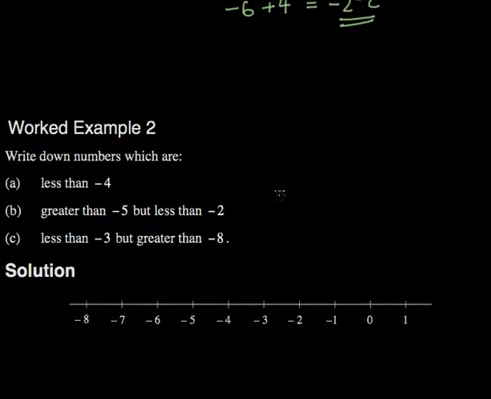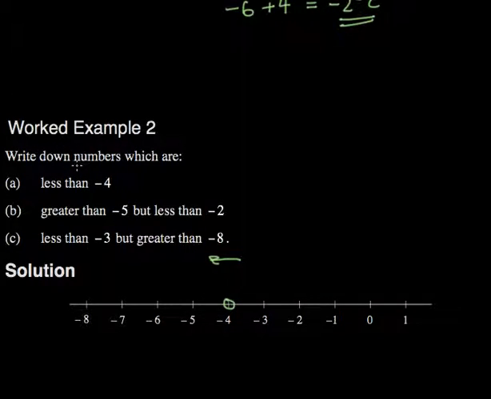Okay, now in example 2, write down numbers which are less than -4. And with this number line, it will just help you. Less than -4 would mean going in this direction. So if we've got -4 here, we can't include -4. It's going to be less than -4.